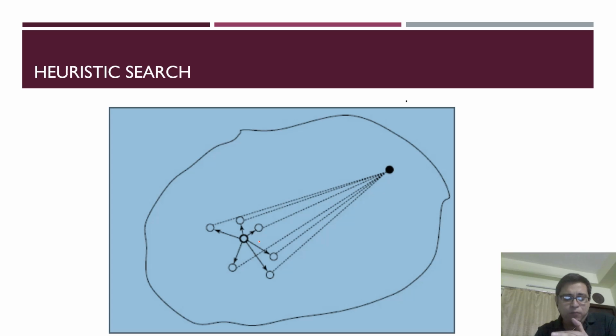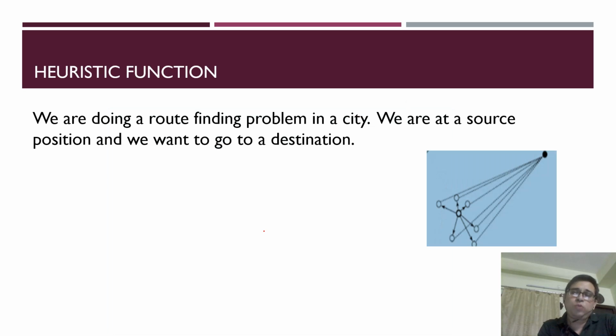Heuristic is a term which means a thumb rule. So you are not sure about it. It may not work out at the grassroots level, or actual level, but it will give you some indication. So let's say you are over here. Let me go to the next slide and explain.